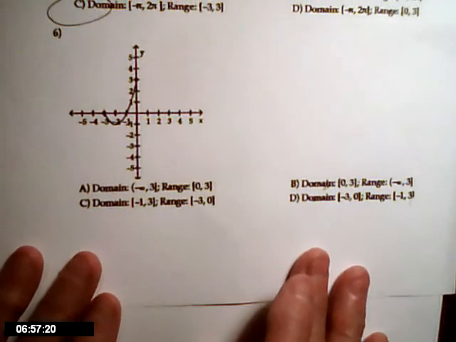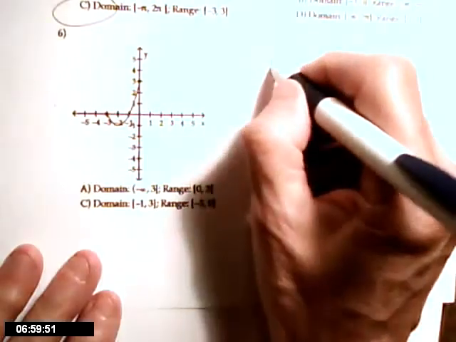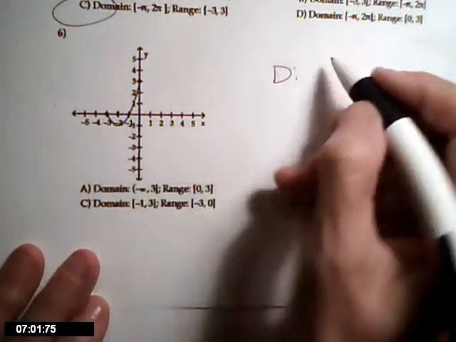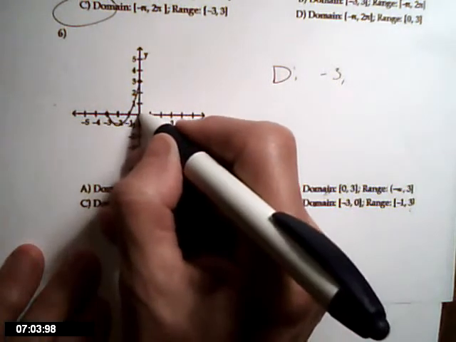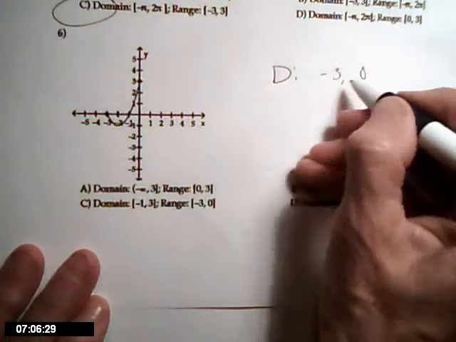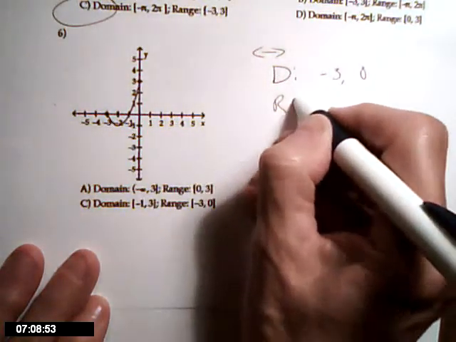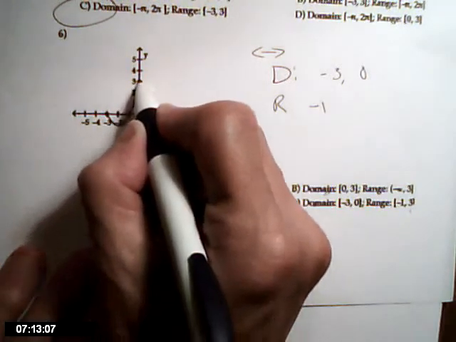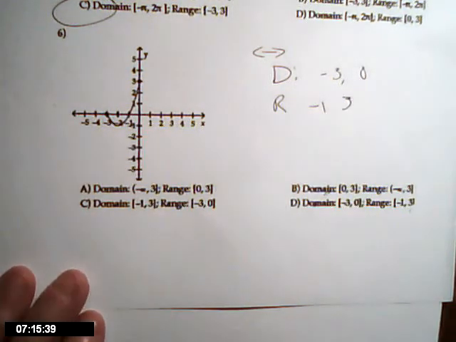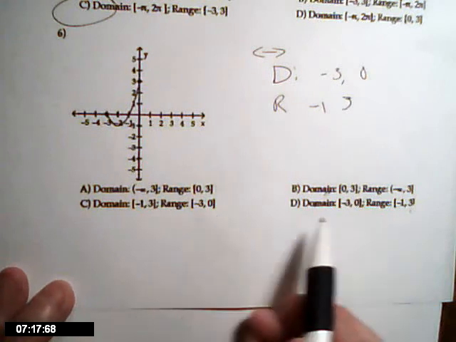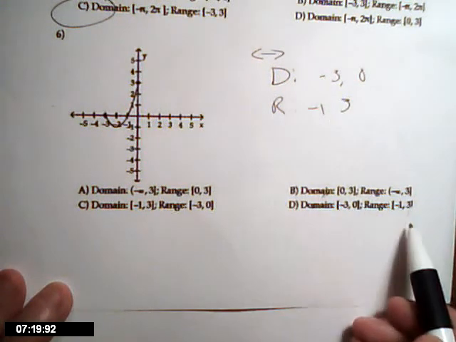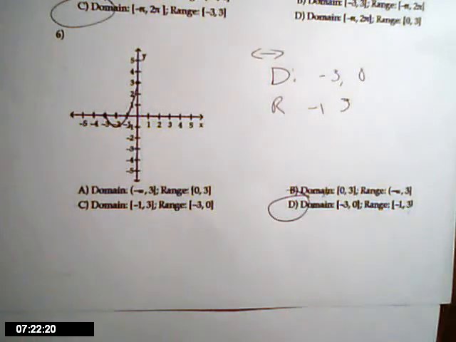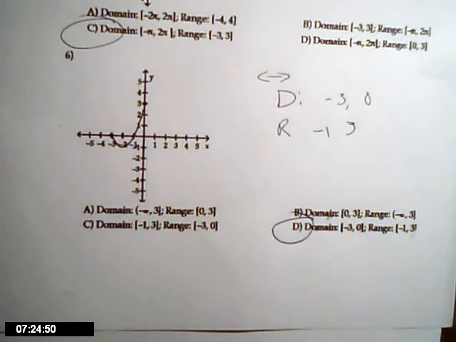a little. Number 6, domain, we go from a negative 3 to a 0, going right, left, and range we go from negative 1 as high as 3. So we'll look for domain at negative 3, 0, and range negative 1 to 3. That's going to be D. You won't be doing many of these in this lesson. We'll handle a little bit more of those in the chapters to come.